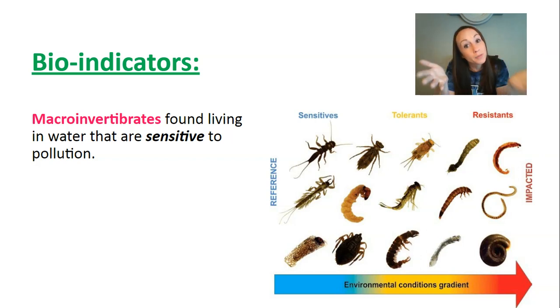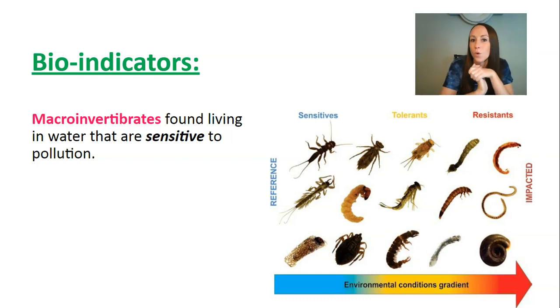But what's awesome about these macroinvertebrates is that they are very sensitive to pollution. They're very sensitive. So if you see them in the water, it's actually a good sign. I know you probably wouldn't want to go swimming along with these bugs, but they are sensitive to pollution. And it tells you that if you see these, the water is clean.